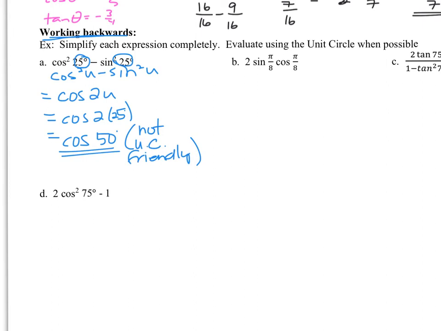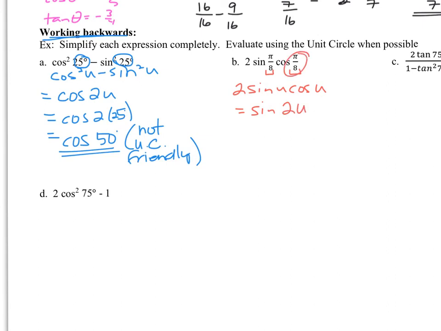Let's try the next one. 2 times sine pi over 8, times cosine pi over 8. Well, when we have those radian measures there, that's like saying 2 times sine u times cosine u. And that's the double angle formula for sine. We did that up above. That means we can condense it down to sine 2u.